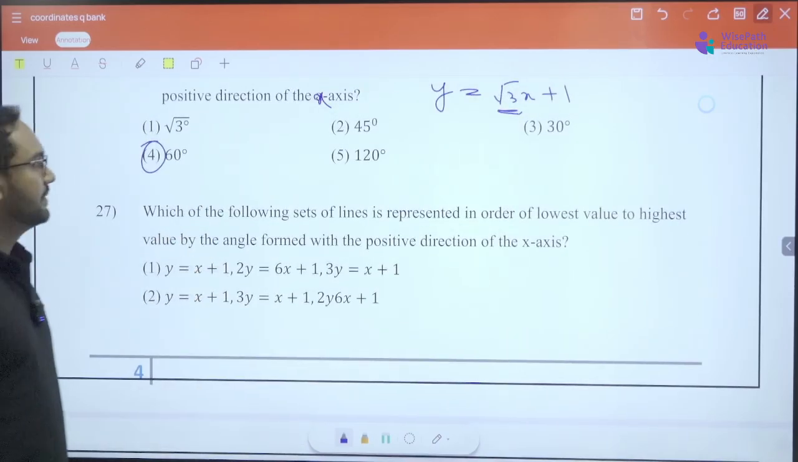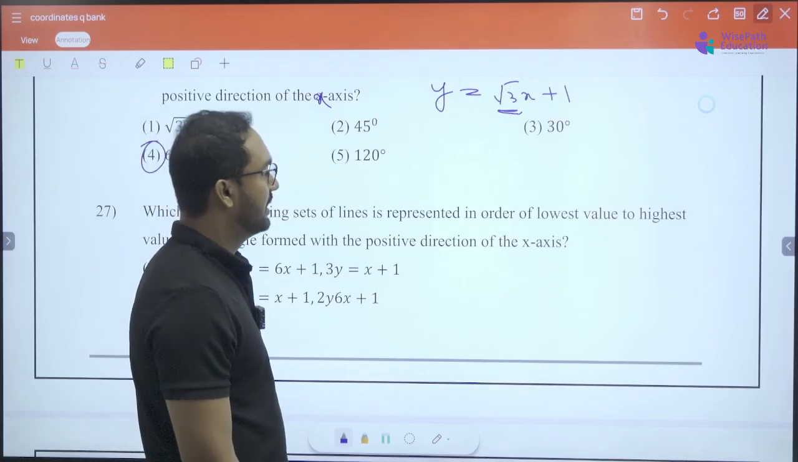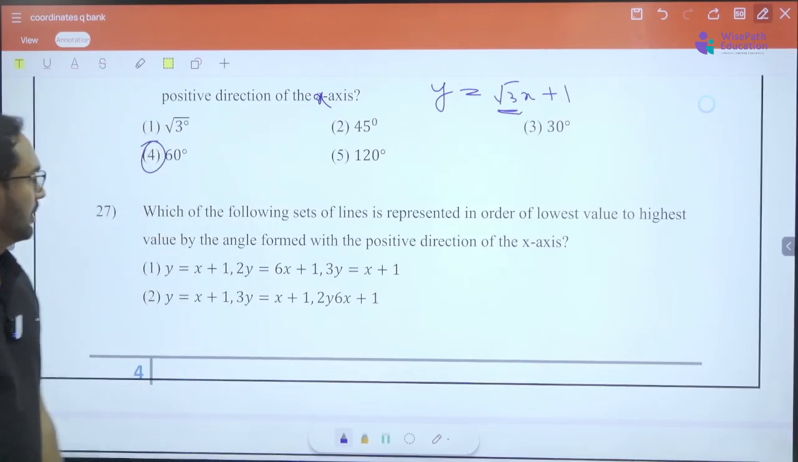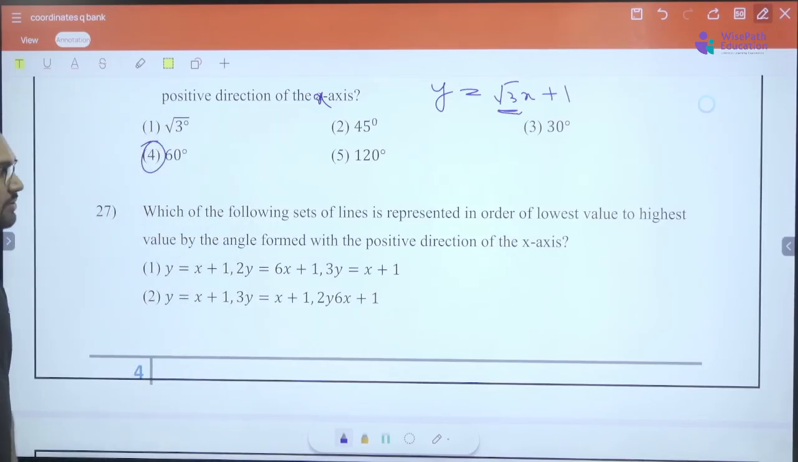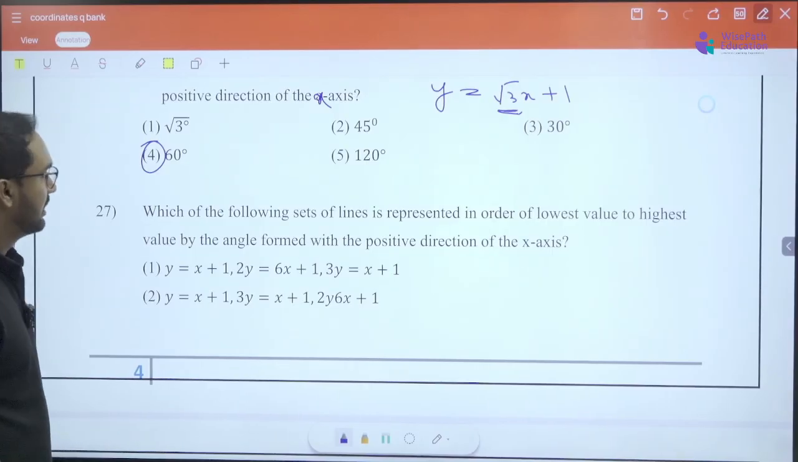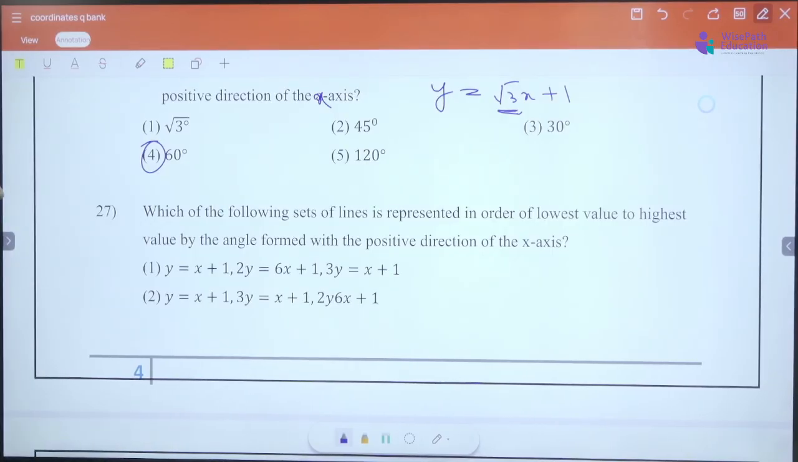27. Which of the following set of lines is represented in order of lowest value to highest value by the angle formed with the positive direction of the x-axis? Right.